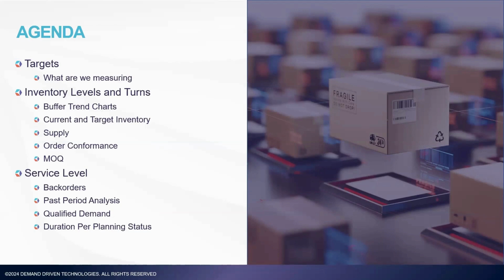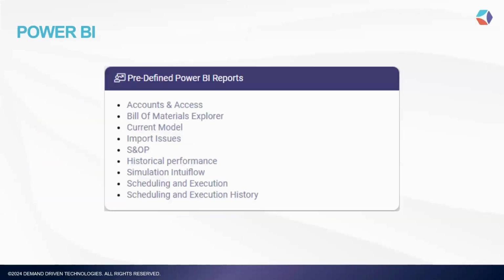Then we'll take a look at some reports related more to the service level side. So we'll see our back orders, our past period analysis, qualified demand, and duration per planning status. That's only the tip of what is in Intuiflow. I had a really hard time setting up for this presentation, deciding what to include. I've got 30 minutes, and there are so many things you can look at.